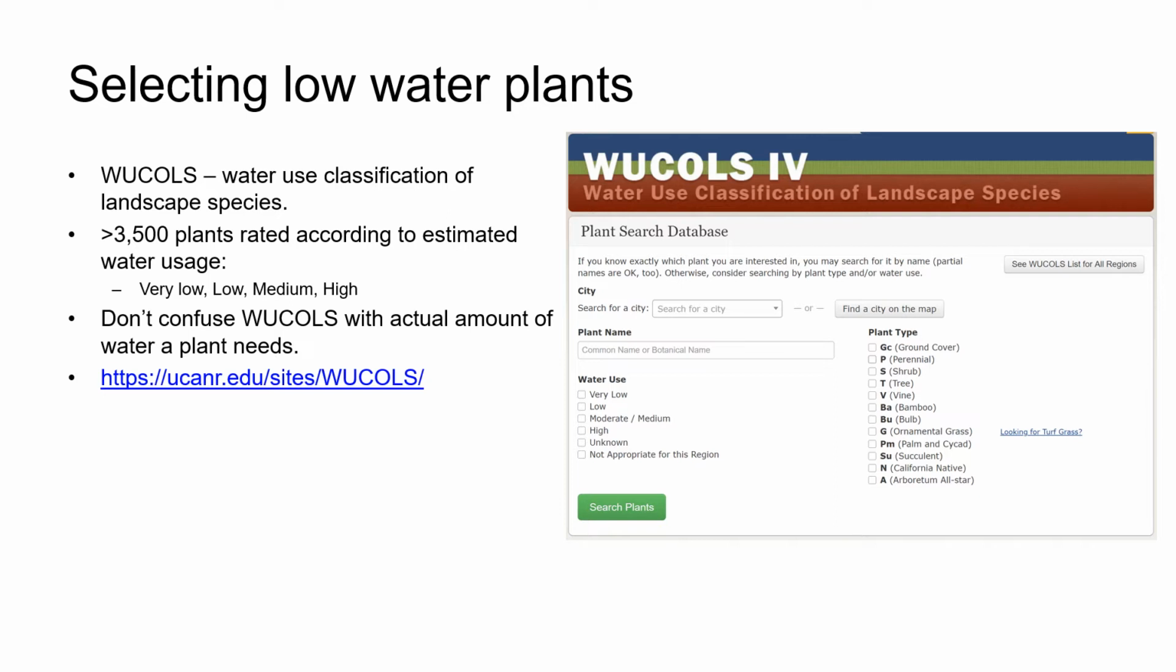Just like the climate zones that we talked about in the first unit on climate, these water usage ratings that WCOLS applies are just guides. The actual amount of irrigation water that a plant needs is based on a complicated equation that takes into account temperature, wind speed, soil type, and relative humidity. And we'll talk more about how much water to give plants in another unit.